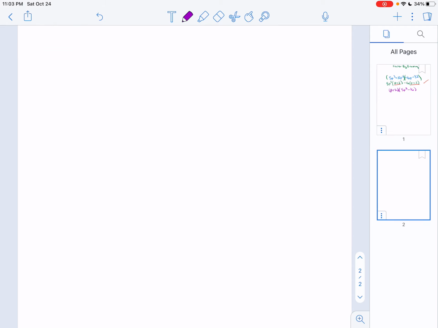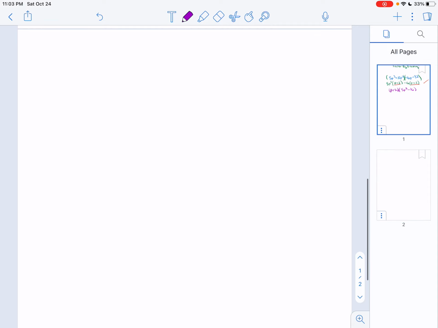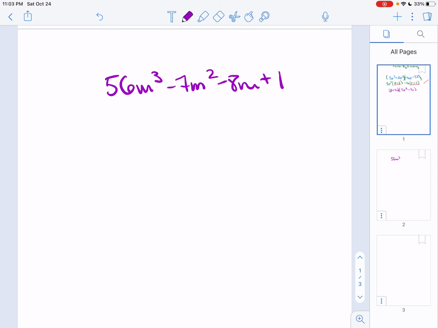Let's do another example. Alright, in this example, we have 56m cubed minus 7m squared minus 8m plus 1. Same thing we just did. Group the first 2 and the second 2 terms.